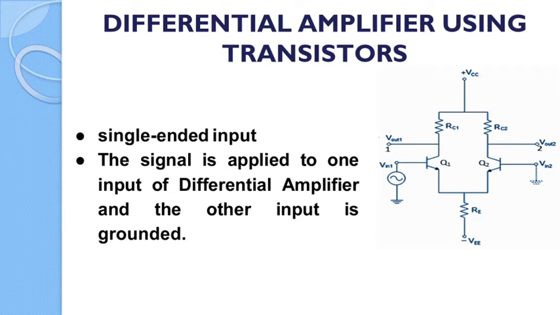So here an operational amplifier, commonly known as op-amp, is a two-input, single-output differential voltage amplifier, which is characterized by high gain, high input impedance and low output impedance. Now we will discuss the operation of a single-ended input and double-ended output differential amplifier. Here the signal is applied to one input of the differential amplifier and the other input is grounded. In this case, it is called a single-ended input arrangement.